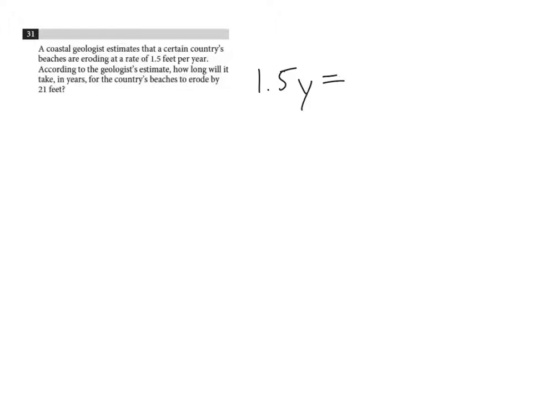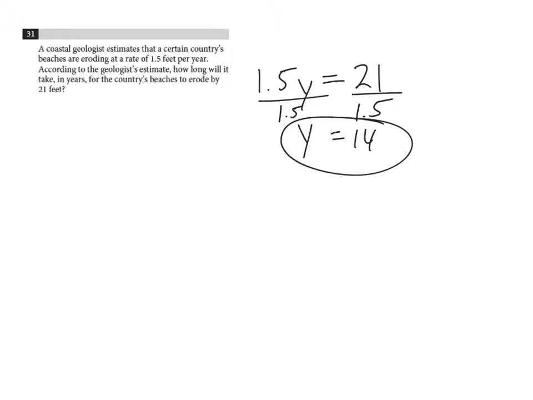and we want to know how long it'll take for them to erode by 21 feet. Well, it'd be 21 divided by 1.5. 1.5 is half of 3. 3 goes into 21 7 times, so 1.5 must go in 14 times. So it should take 14 years for the beach to erode by 21 feet.